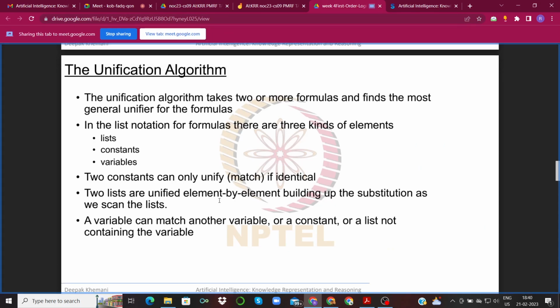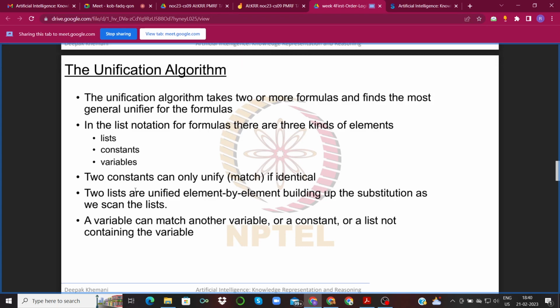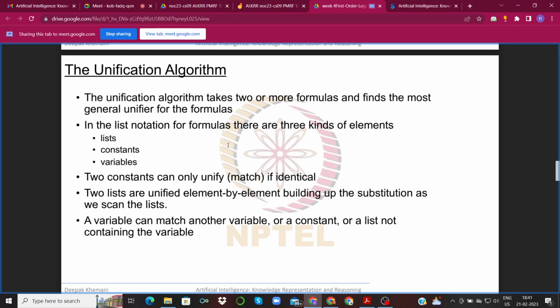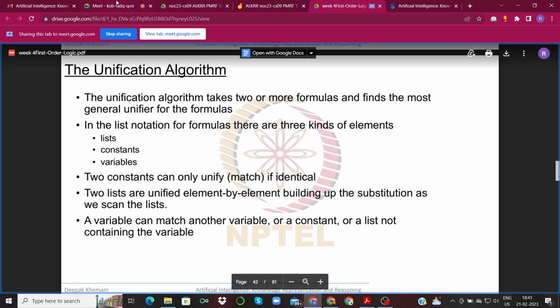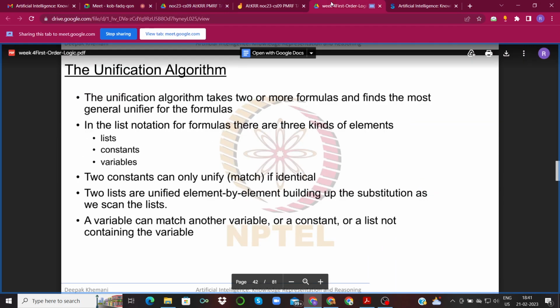Two lists are unified element by element, building up the substitution as we scan the lists. And a variable can match another variable or a constant or a list not containing the variable. So with this in mind, okay, Somil, I'll briefly go into what unification is.